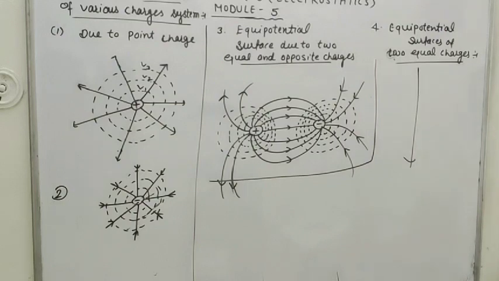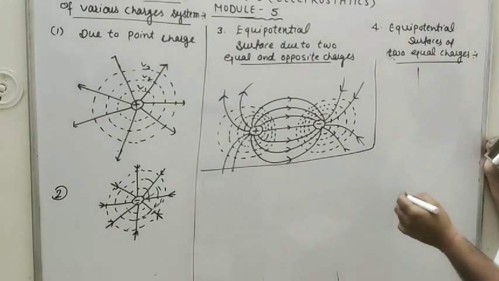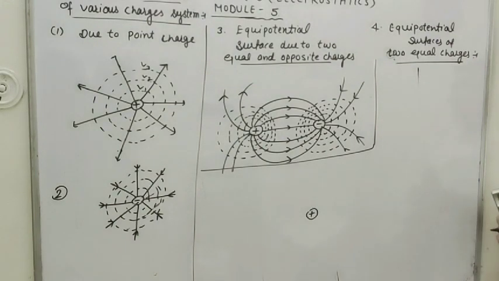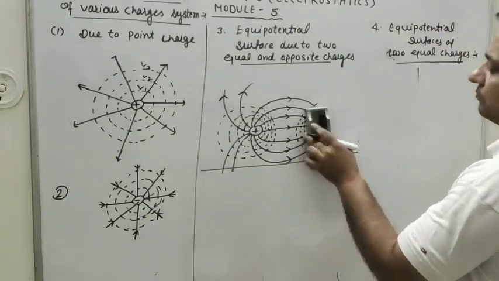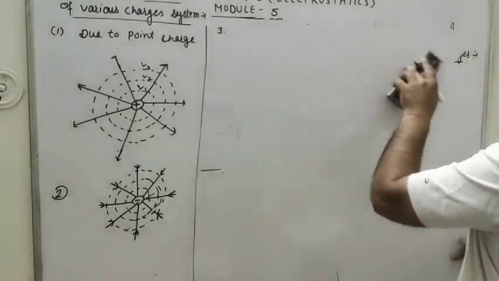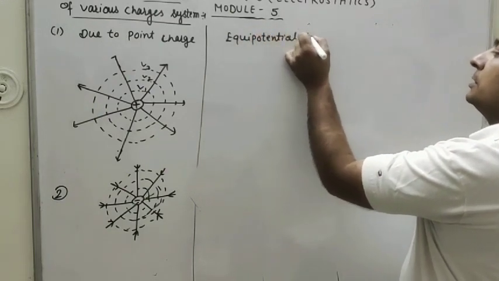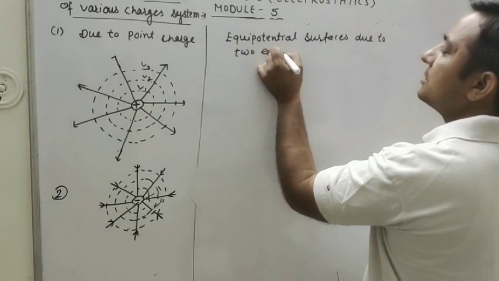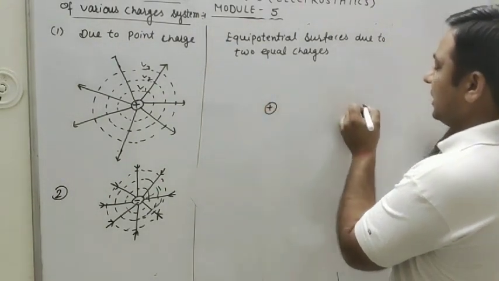Equipotential surfaces due to two equal charges, not opposite. This is a positive charge. I am going to draw it roughly, then definitely you will understand it. Consider two charges, positive and this is also positive.